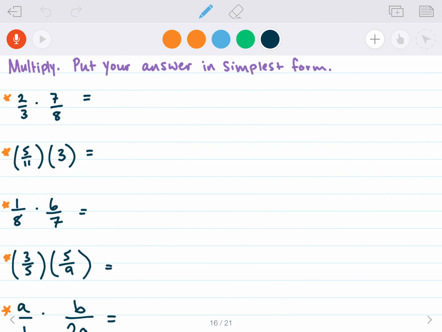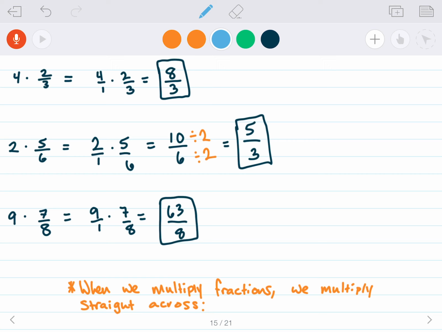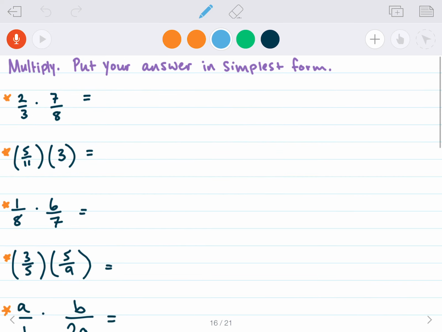Okay, let's go ahead and do this. Multiply, put your answers in simplest form. So I want to show you a little trick here, all right? Because what we did with, let's see, it was number 2, we just multiplied straight across and simplified at the end. You don't have to do that. You can save yourself some time by cross-simplifying, all right?